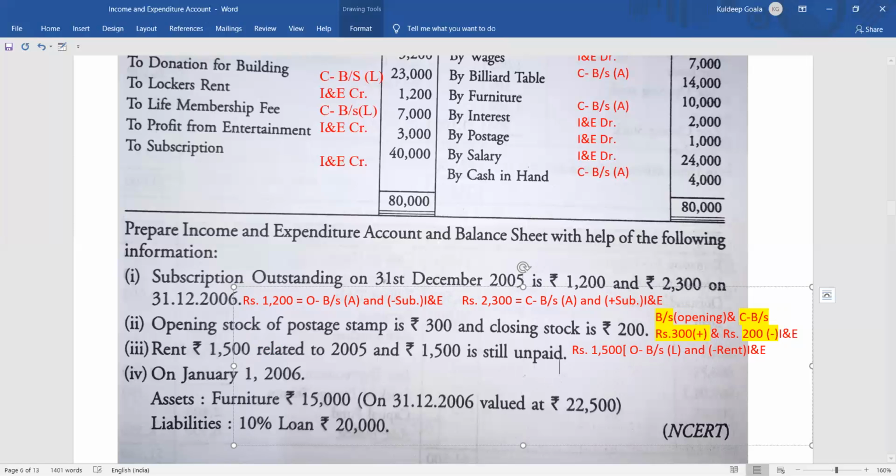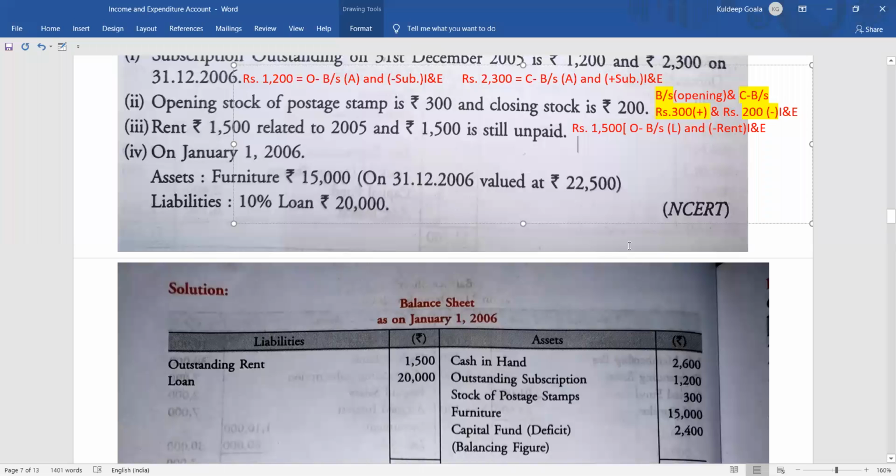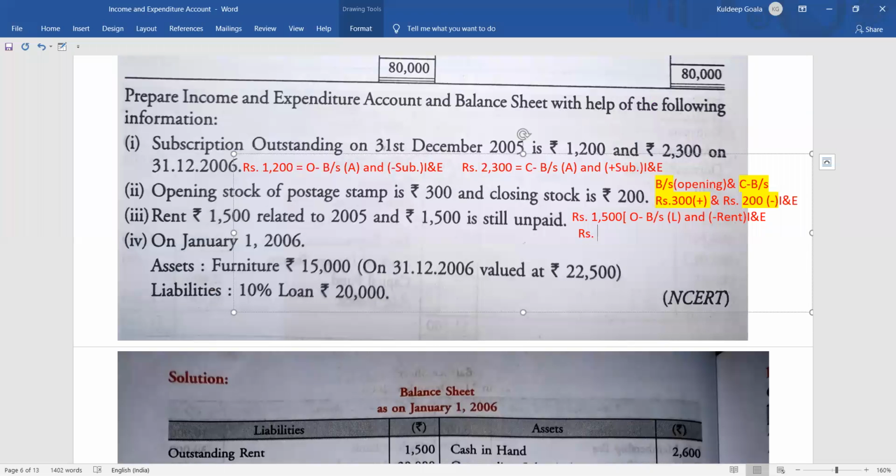What is the remaining amount? The next amount is rupees 1500 again. Rent rupees 1500 relates to 2005, and 1500 is still unpaid. Okay, and rupees 1500 is still unpaid. That means this rupees 1500, the previous one, has been paid, finished. The new rupees 1500 has not been paid till now.